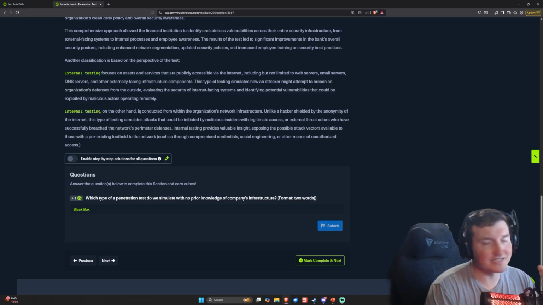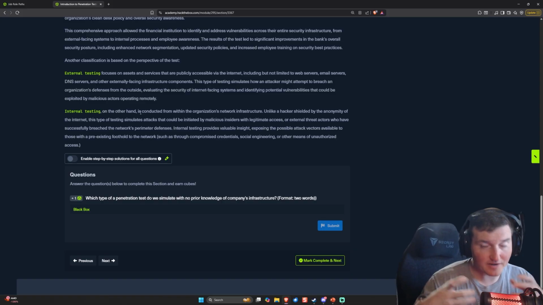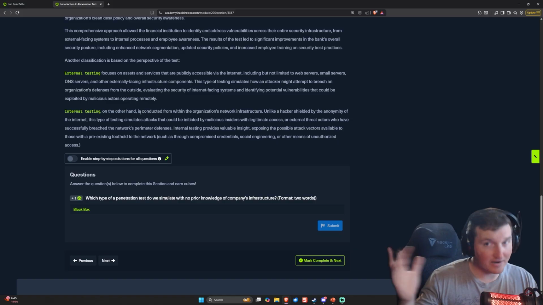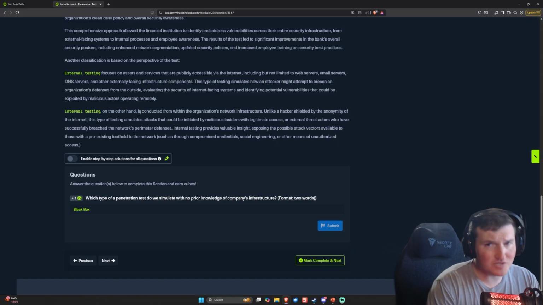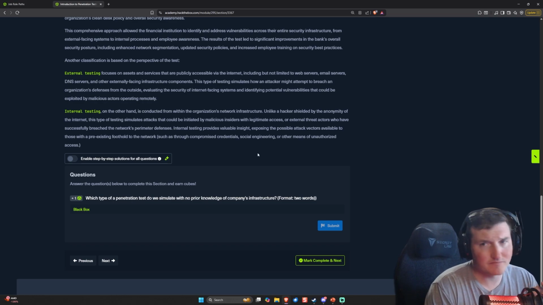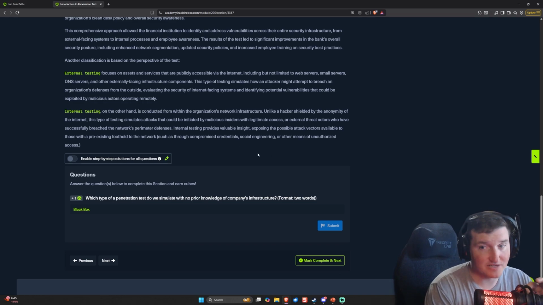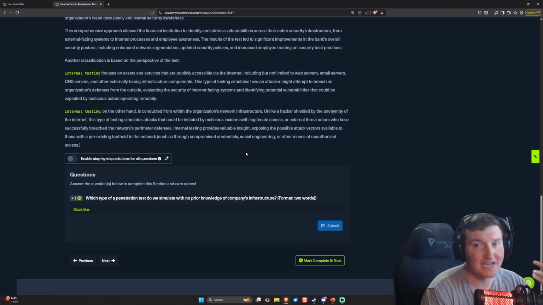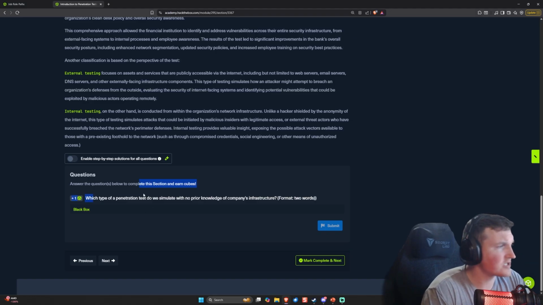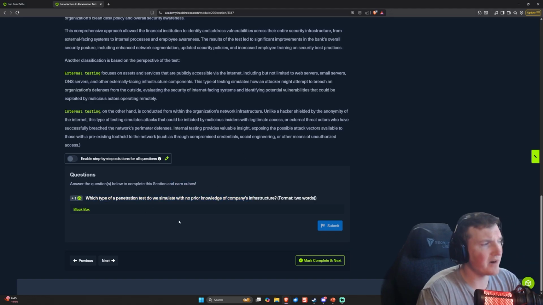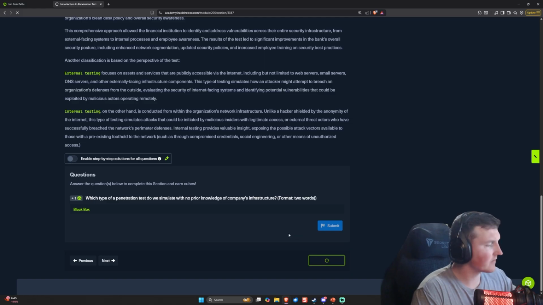Internal testing, this is, hey, you're inside our network already. This is where the real rubber meets the road. This is where most issues arise, and this is where attackers just go nuts, inside the network. Most attackers, once they get inside your network, they spread, and that's where it's dangerous. That's where you can start identifying, detecting, all that stuff. So which type of penetration test do we simulate with no prior knowledge? Black box. All right.